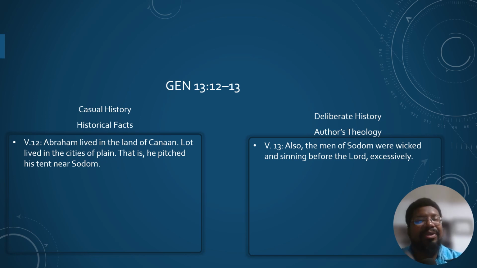Because remember, casual history doesn't have to just be something that's not written. On a gravestone, you could have, here lies Dr. Lindo, father of four. That would still be somewhat casual history, because it's not really telling you what to do with that information, compared to deliberate history actually trying to tell you this is what the author, the person who wrote it, wants you to get out of it.